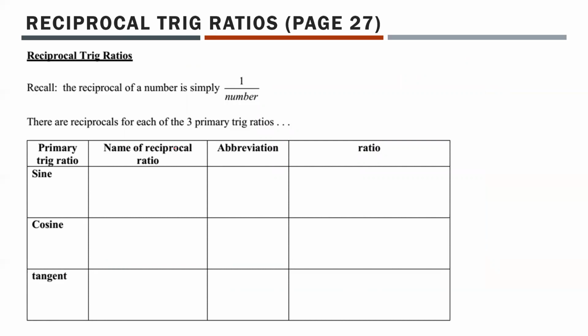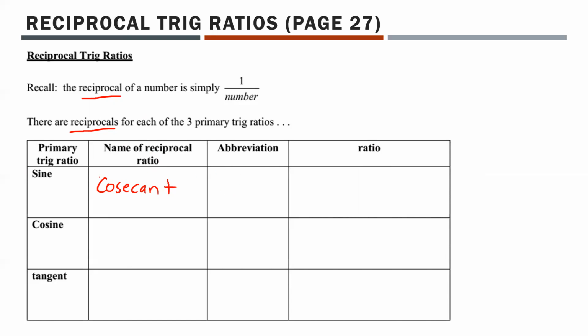Before we do these reciprocal trig ratios, let me just recall that a reciprocal of a number is just 1 over that number. So there are reciprocals, so 1 over the number, for each of the three primary trig ratios. For our primary trig ratio sine, we actually have a reciprocal ratio called cosecant. Okay, I know it's a bit of a weird name. Don't question where the name comes from. We'll talk a little bit about it in a second here.